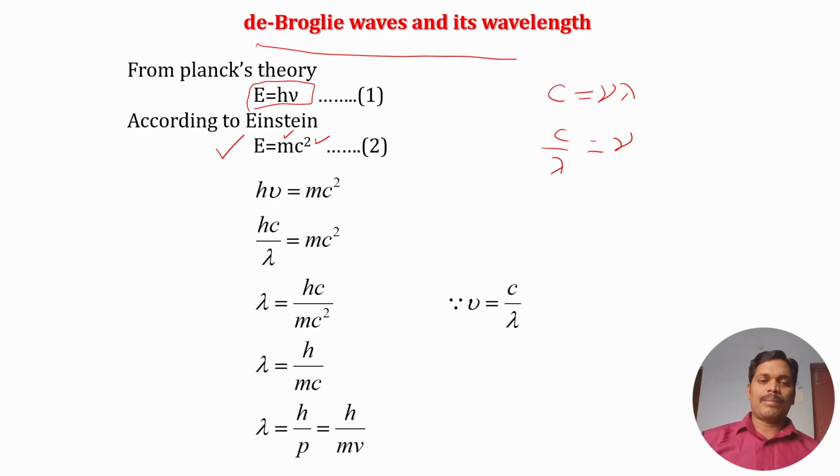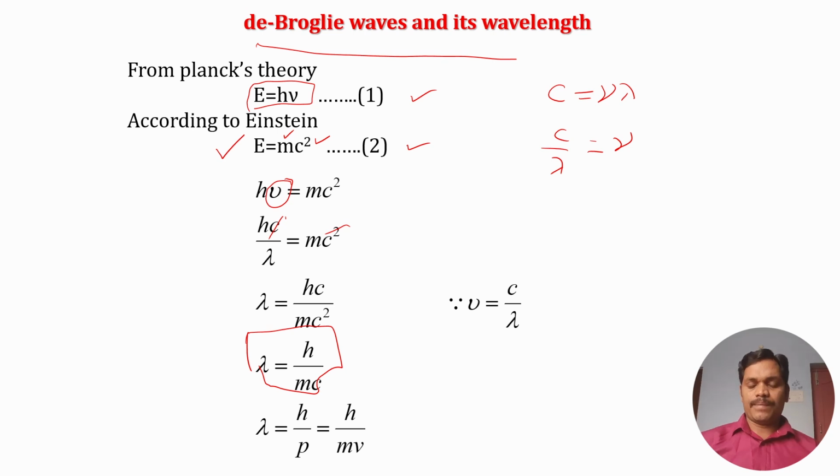Comparing these two equations, 1 and 2, h nu is equal to mc square. Instead of nu, we can substitute c by lambda. So hc by lambda equal to mc square. By simplifying this, we can cancel c here. So lambda equal to h by mc, since we have already cancelled the c.